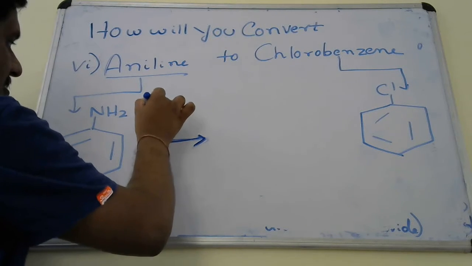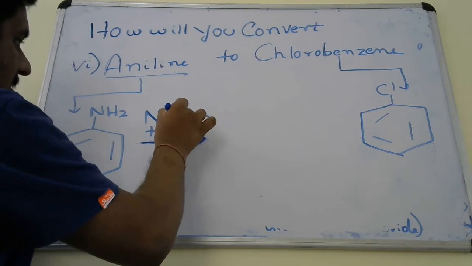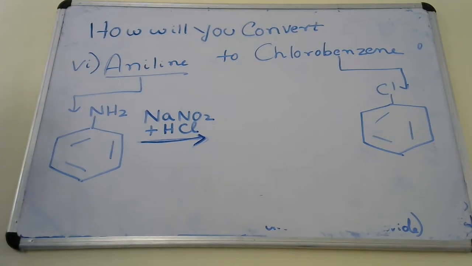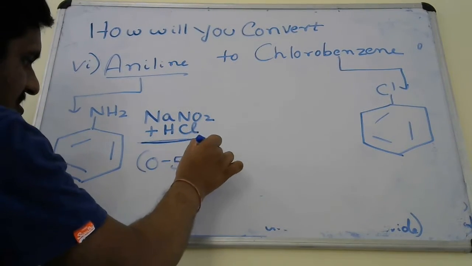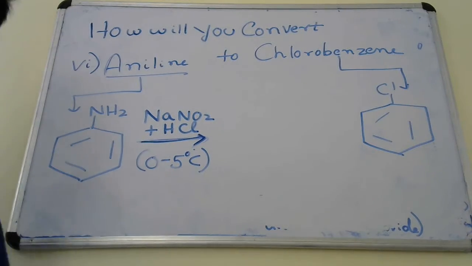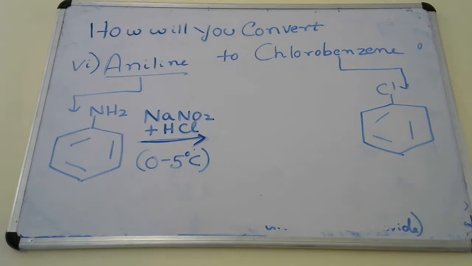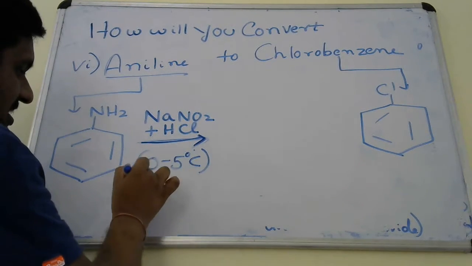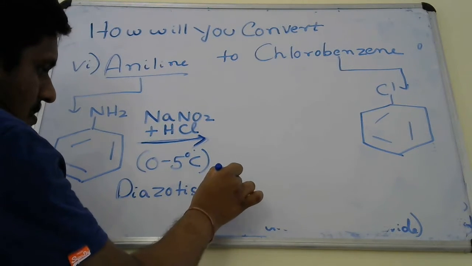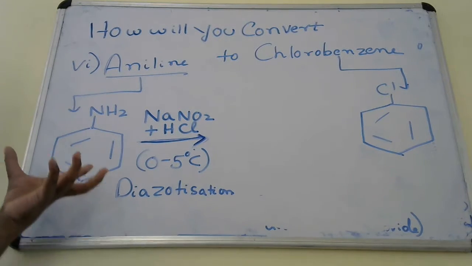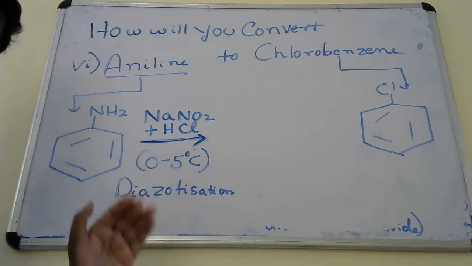First, we provide NaNO2 with dilute HCl at 0 to 5 degree Celsius. So what is this reaction called? It is called diazotization. Aniline treated with NaNO2 with HCl at 0 to 5 degree Celsius temperature.